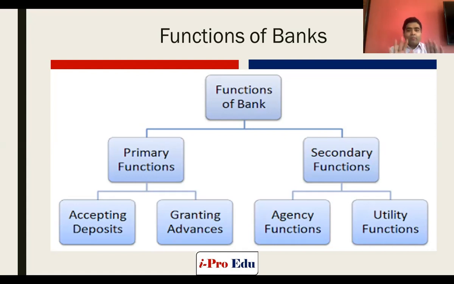So from the tree diagram, which is reflected on the screen, we can be clear about the broader functions of a bank. So basically, functions of banks can be categorized into primary and secondary functions. Primary functions are accepting deposits and granting loans and advances. Secondary functions are agency functions and utility functions. That's it for this video.